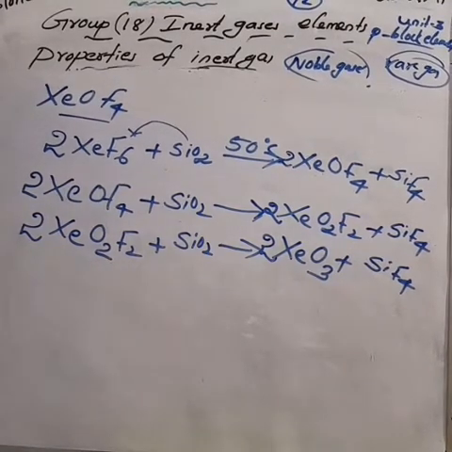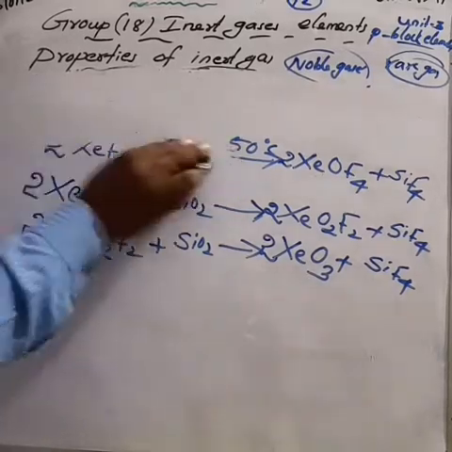What about the silica? Silica is also balanced. What about the fluorine? Fluorine, 2 2s are 4. Here also 4. So the equation is balanced. Am I right?